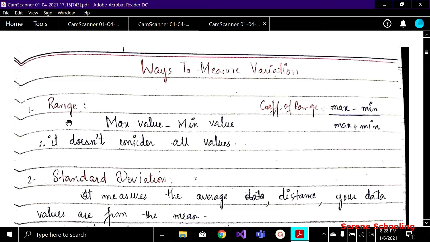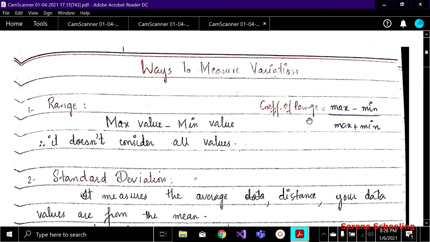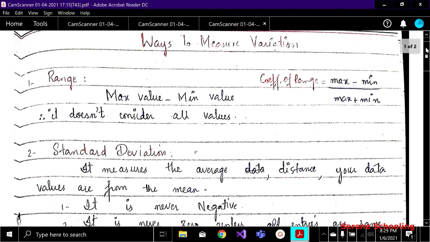So we go for some other measures of variation also, that is, we will discuss the standard deviation. But before that we need to know about the coefficient of range also. We use the coefficient when the data values are of different units, units that cannot be compared, so there we use the coefficient. The formula for finding the coefficient of range is maximum value minus minimum over maximum plus minimum. Pretty simple, right?